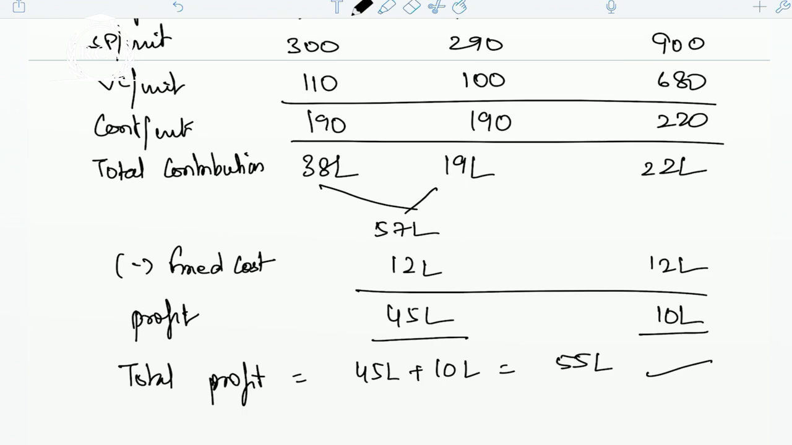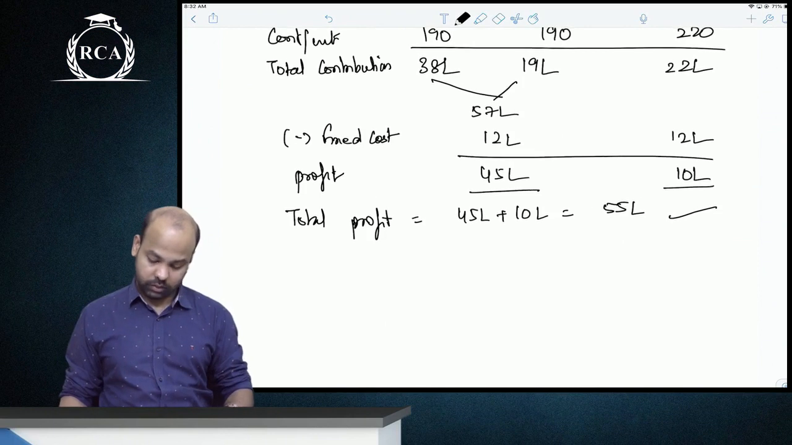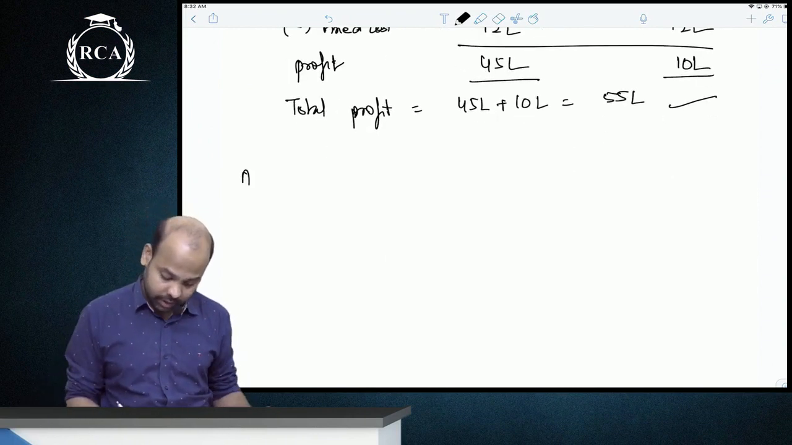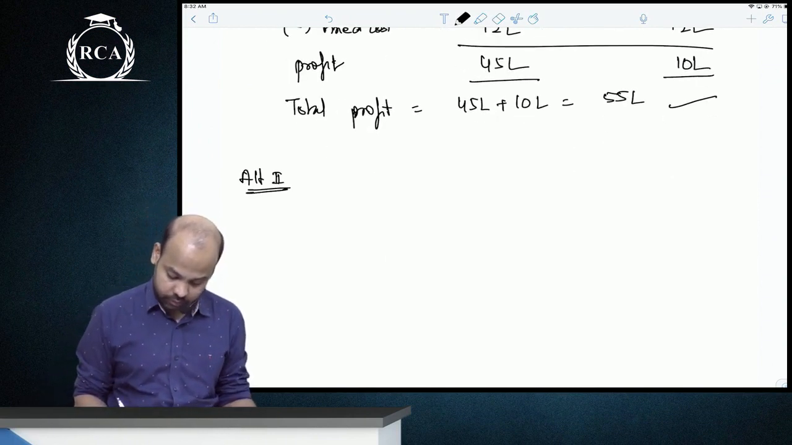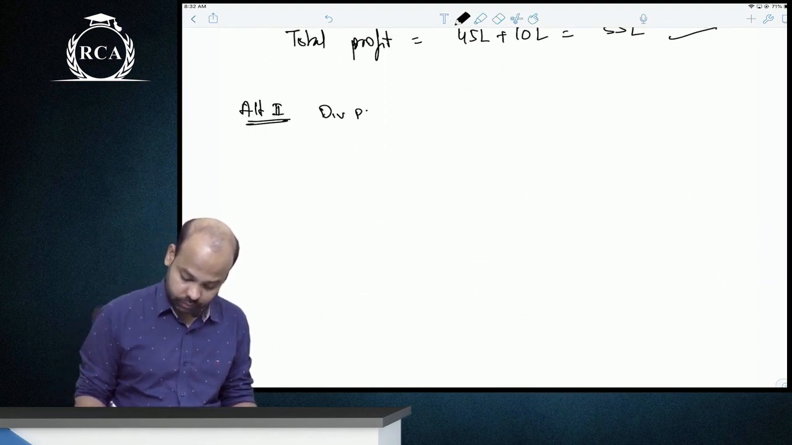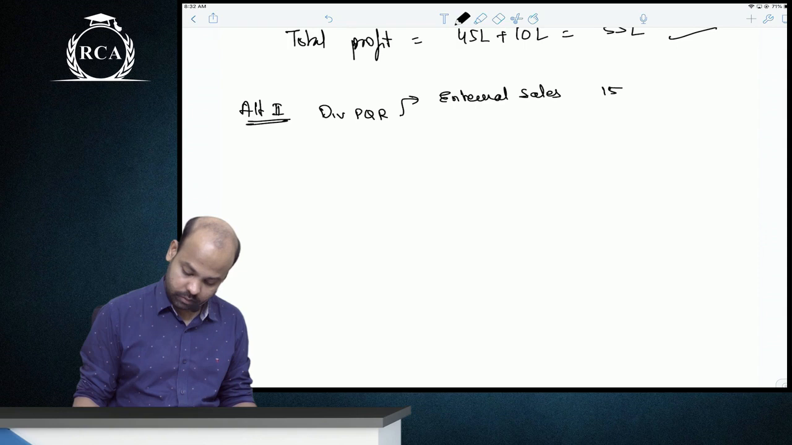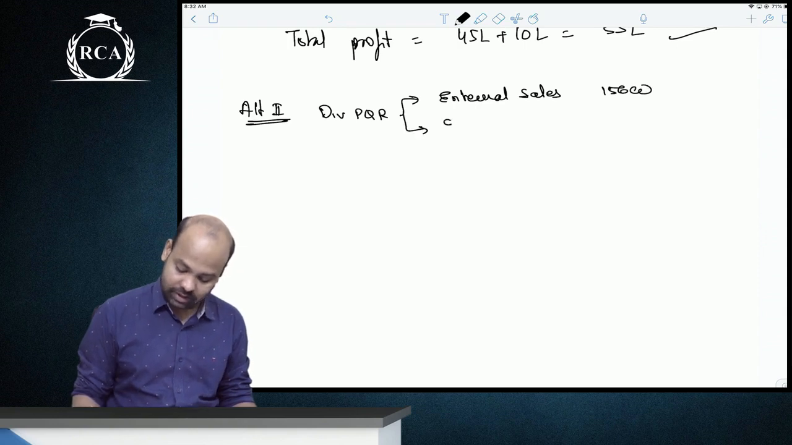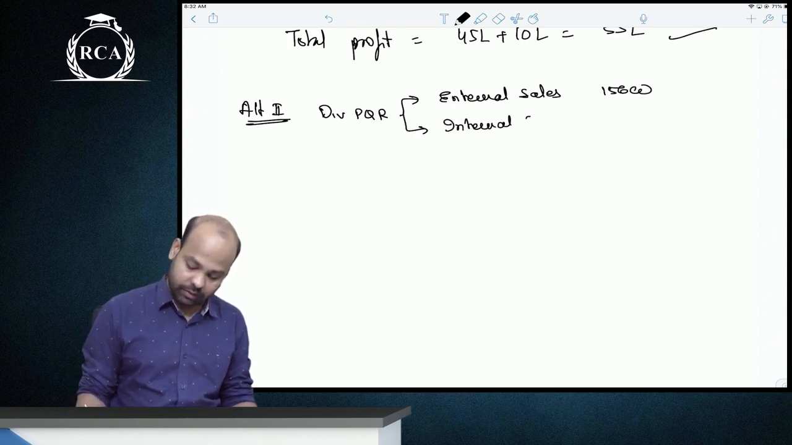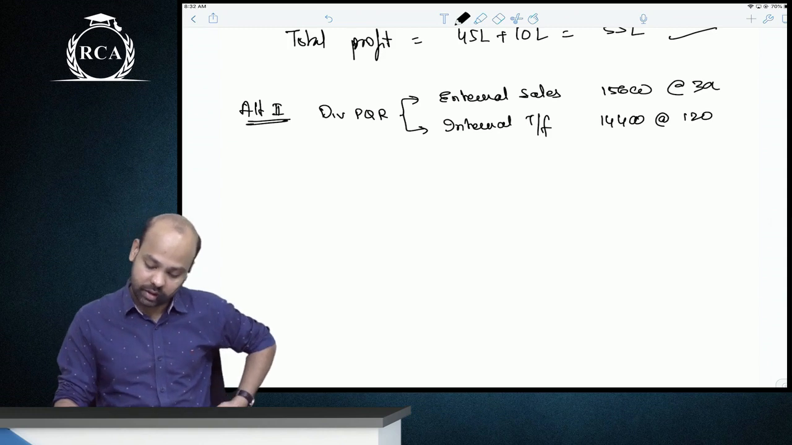Yes, guys, I hope you're all clear about this. This was alternative 1, guys. Now, alternative 2, beta. Alternative 2. Division, yeah. 15,600 beta and internal transfers of 14,400 units at 120 rupees, and this 15,600 are being sold at 300.